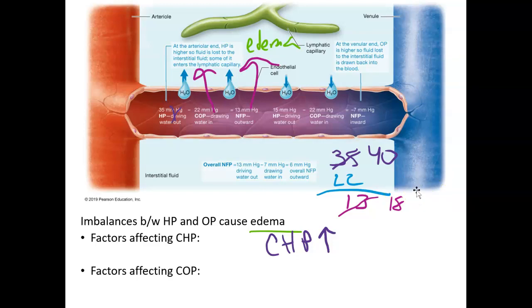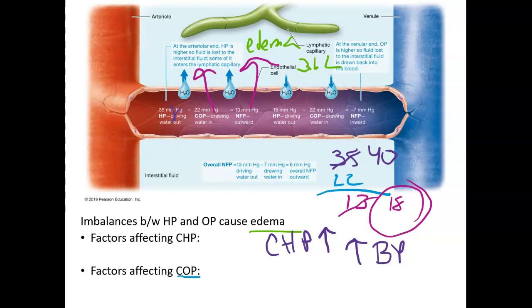And again, my lymphatic system can handle that 3.6 liters every single day. But if I have more fluid leaving, it can't pick it up. And so it's going to accumulate and cause edema. Well, we know that capillary hydrostatic pressure is really dependent on our blood pressure. So if your blood pressure goes up, so does your capillary hydrostatic pressure, and you can get edema as a result. Now, the other factor we look at is our capillary osmotic pressure.